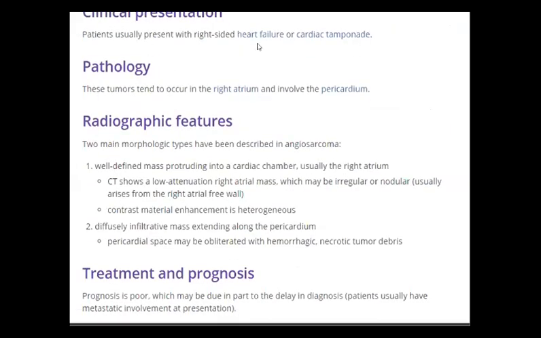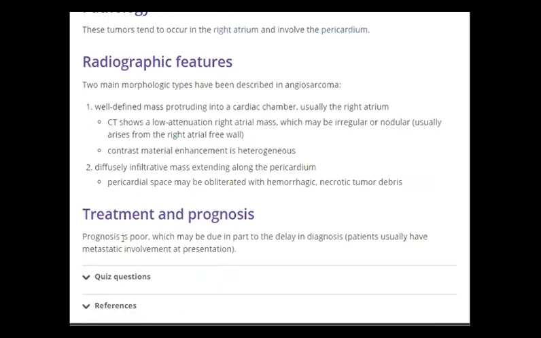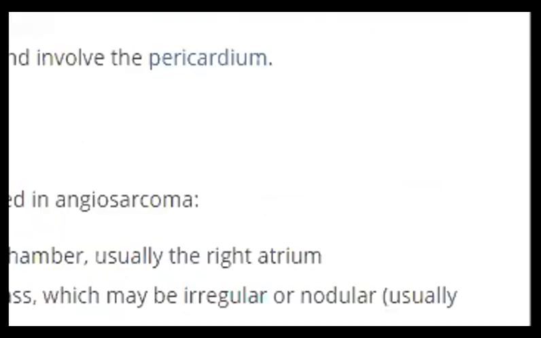And they presented with heart failure and cardiac tamponade. It happened in the right atrium and involved the pericardium. In the CT, low attenuation, right atrial mass, irregular nodular. Maybe the pericardial space is obliterated with hemorrhage, as in this case. Anyway, as I showed you, it can have high uptake.